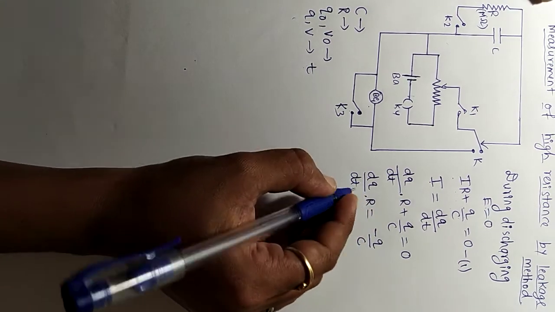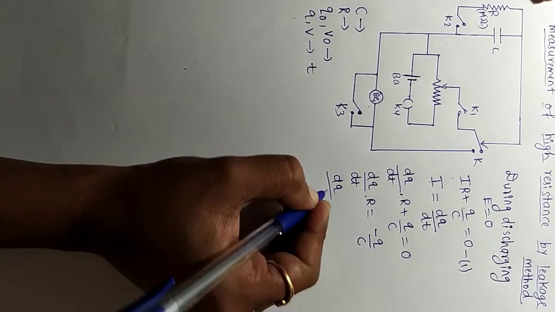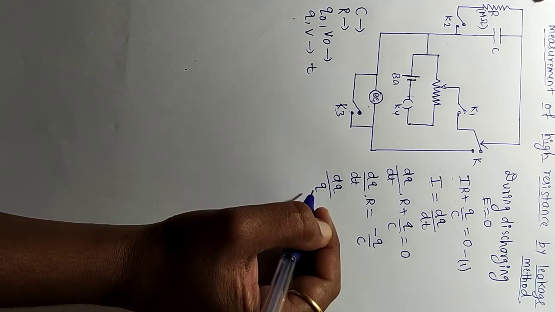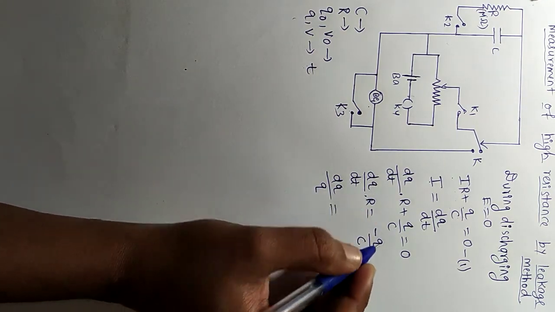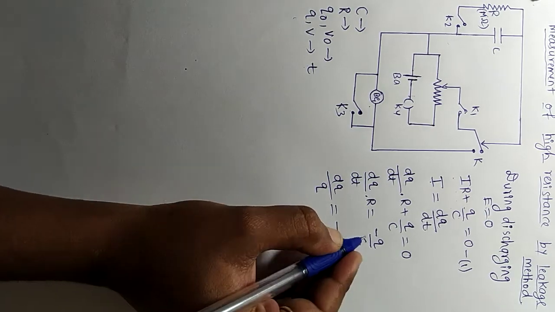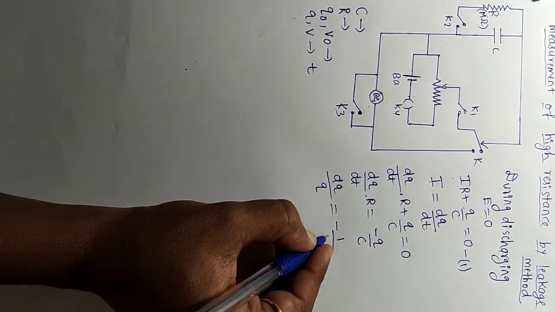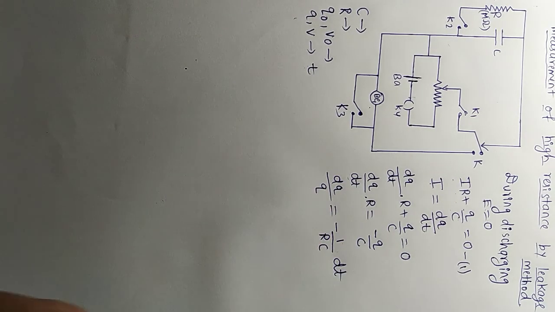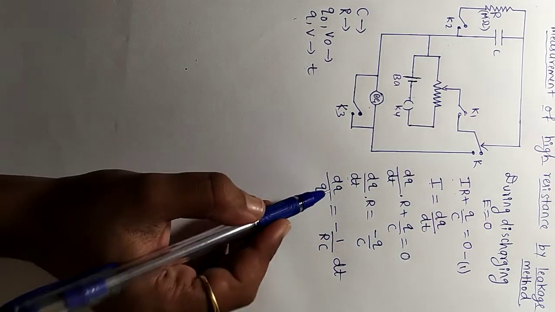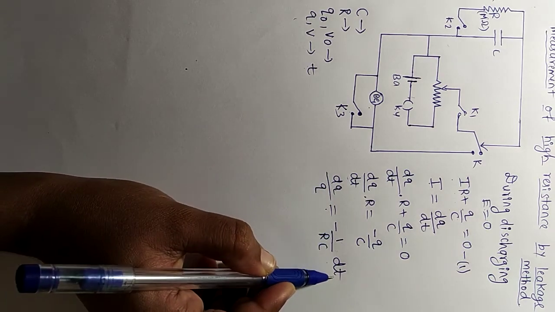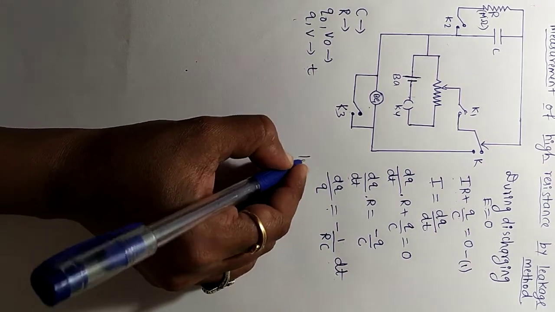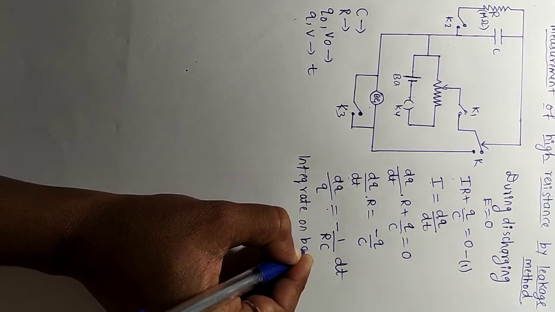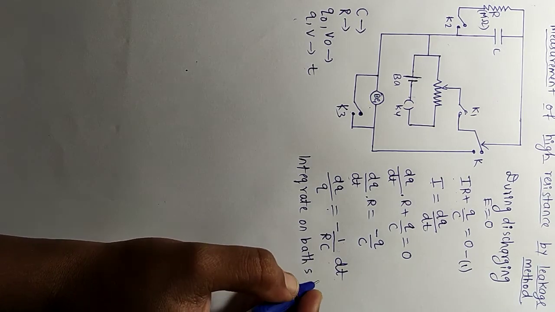So I am getting dq and q will come here. So dq divided by q, because it is in the numerator, it will come to the denominator. So dq by q is equal to minus 1 divided by R into C, and dt goes to the numerator. So dq by q is equal to minus 1 by RC into dt. Now integrate on both the sides.